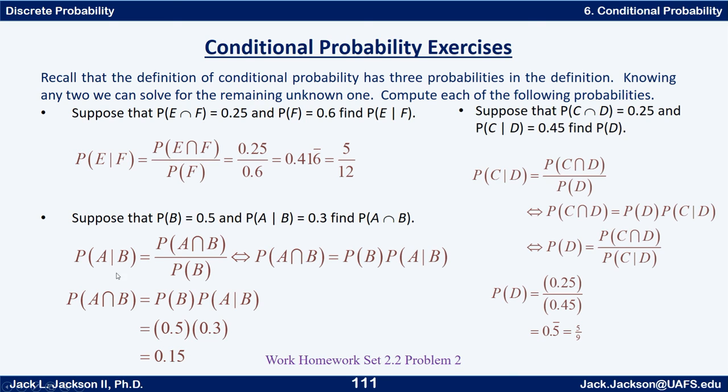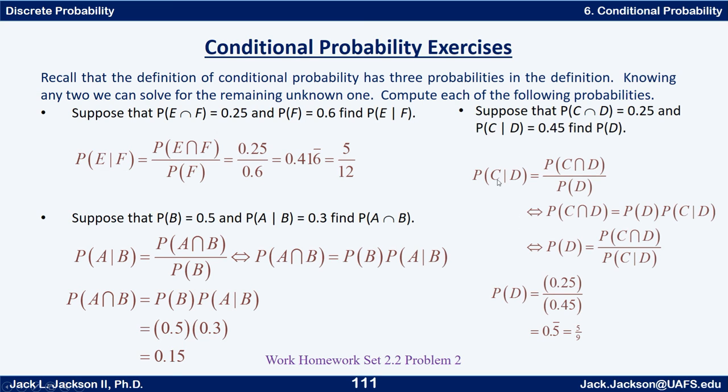The second one down here, probability of A given B, by definition, is the probability of A intersect B over the probability of B. We can solve for the intersection like we did a while ago by multiplying probability of B on both sides. And so we get the probability of A intersect B is the probability of B times the probability of A given B. Probability of B was 0.5. The probability of A given B was 0.3. Multiply it, you get 0.15.